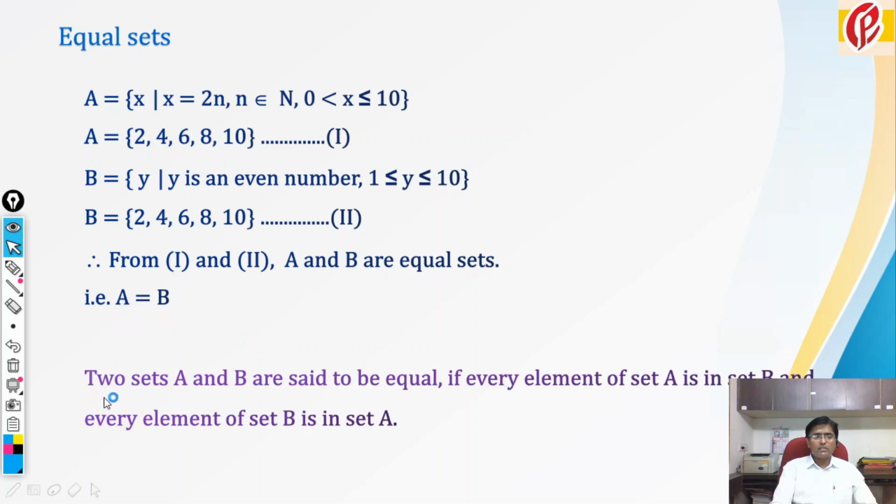So the definition is: two sets A and B are said to be equal if every element of set A is in set B and every element of set B is in set A. Getting this? It means every element of set A, that is 2, 4, 6, 8, 10, is in set B: 2, 4, 6, 8, 10. Then sets A and B are said to be equal sets.